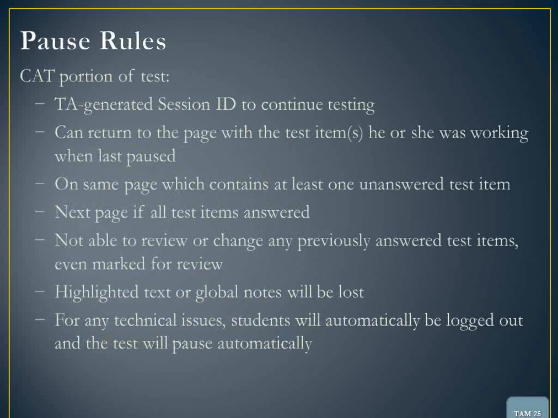Next, we have pause rules. For the CAT portion of the test, in order for students to access the test, as mentioned in previous slides, they'll have their first name, their ID, which will be on their session ticket, and a session ID that will be generated by the TA, and it can also be generated by the school coordinator, or the SC.